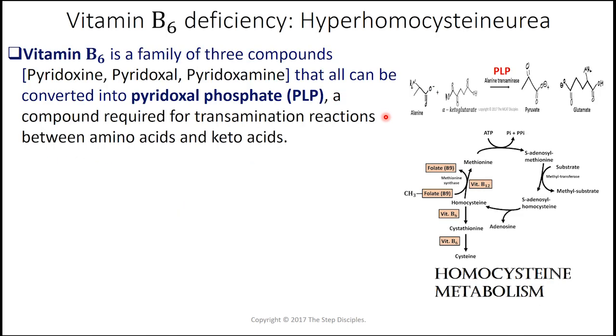We'll move on then from vitamin B5, which was known as pantothenic acid, and move on to vitamin B6, which is associated with hyperhomocysteinuria. It also turned out that vitamin B9 and vitamin B12 are also associated with hyperhomocysteinuria in their deficiency states. Vitamin B6 is a family of 3 compounds, pyridoxine, pyridoxal, and pyridoxamine, that all can be converted into pyridoxal phosphate, or PLP, a compound required for transamination reactions between amino acids and keto acids.